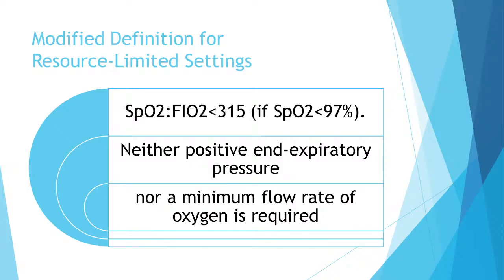And this is the adoption of the Kigali modification into the guidelines: a modified definition for resource limited settings. Here, simply based on your SF ratio less than 315, if SpO2 is less than 97, you can categorize that the patient has ARDS. Whether it is mild, moderate or severe is a matter of later consideration. Neither positive end expiratory pressure nor a minimal oxygen flow is required. Even if the patient is using a nasal cannula to maintain an SF less than 315, you can classify that patient as ARDS.